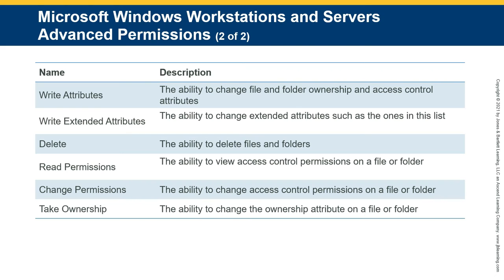Read permissions: the ability to view access control permissions on the file or folder. Change permissions: the ability to change access control permissions on the file or folder. Take ownership: the ability to change the ownership attribute on the file or folder.